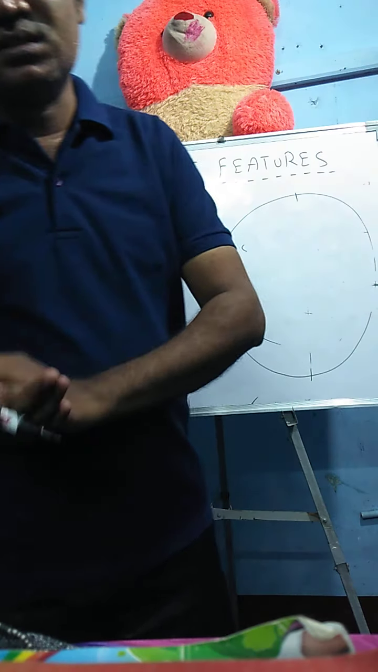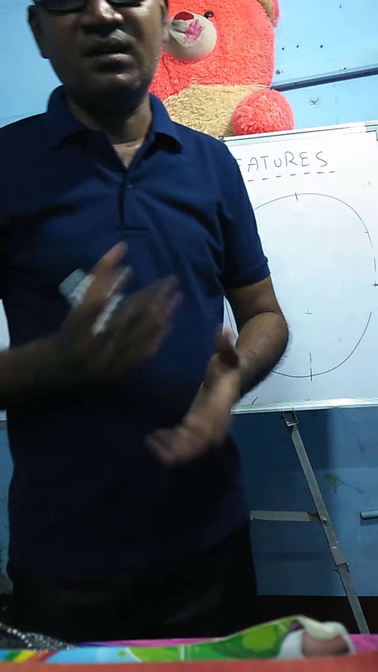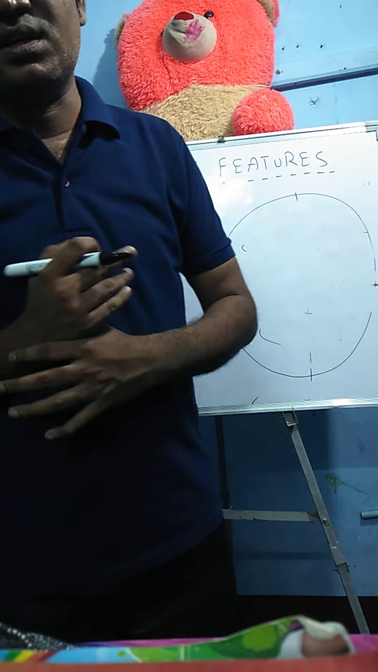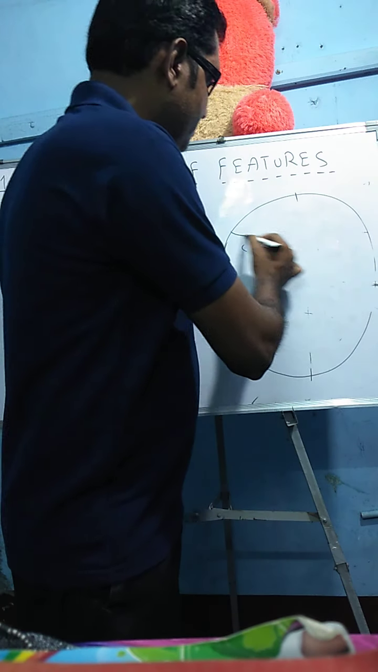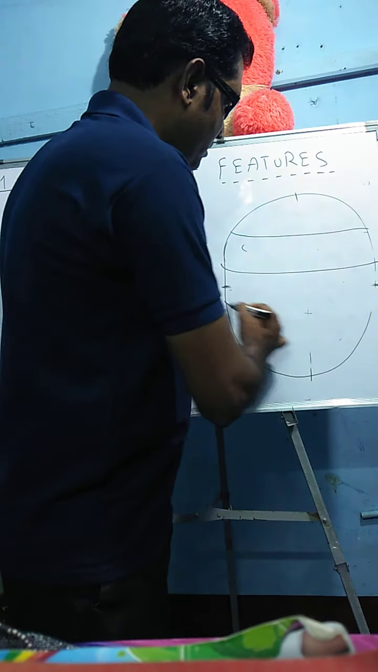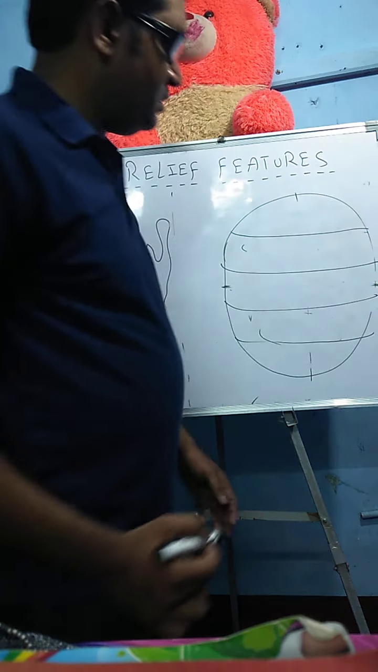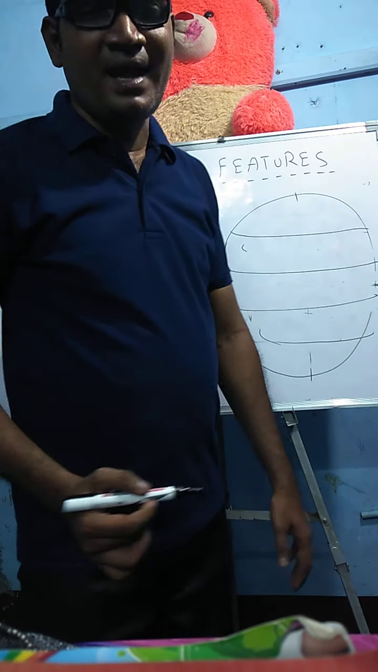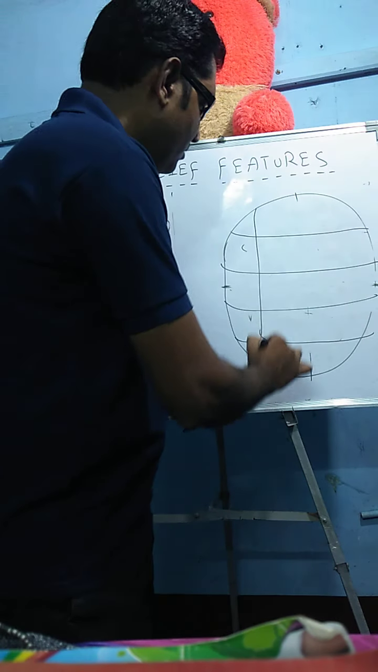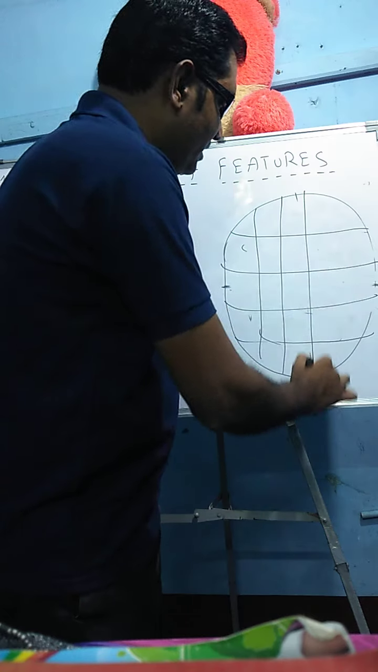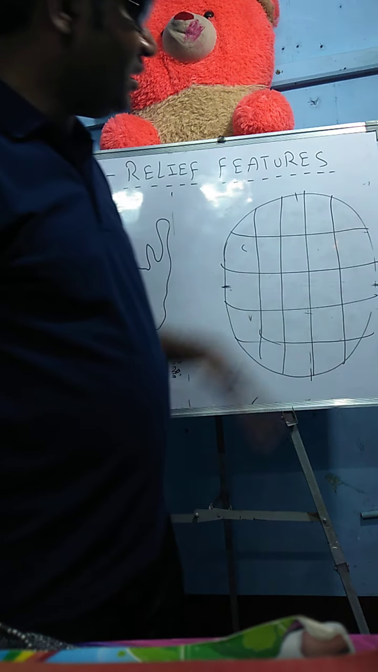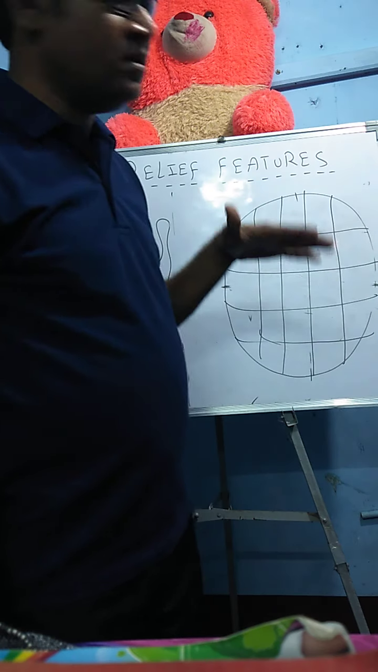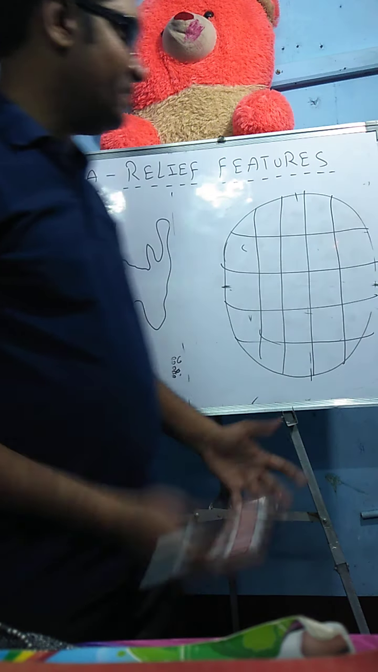The textbook has given some relief features, and only those relief features I will explain here. First of all, the horizontal lines we call the latitudes. The vertical lines we call the longitudes. With the help of the latitudes and longitudes, the degrees information is given here.